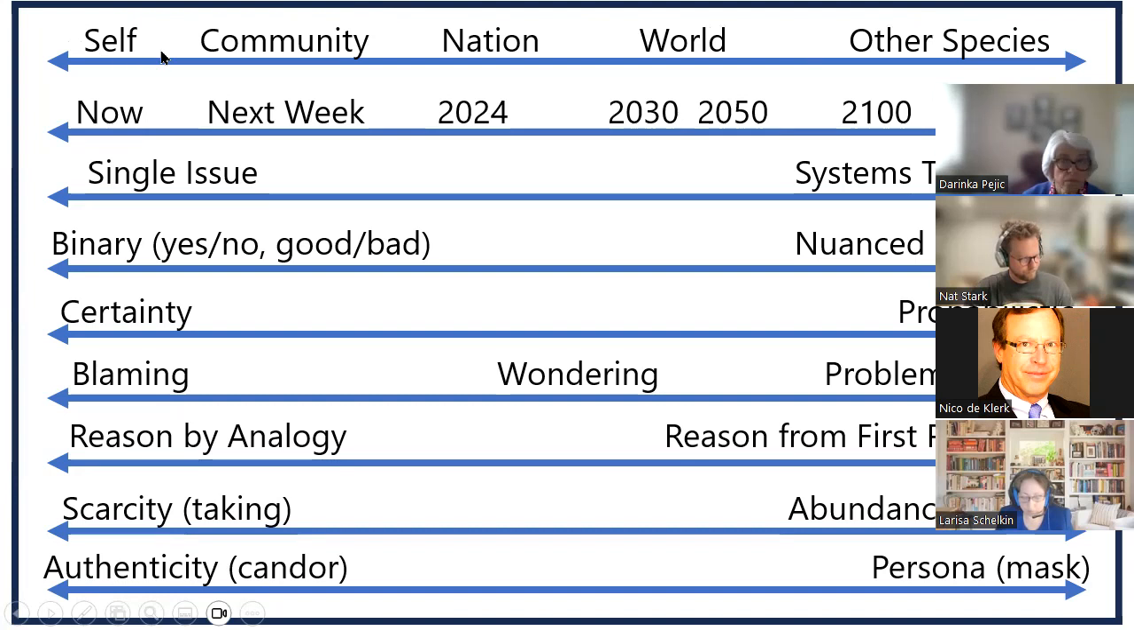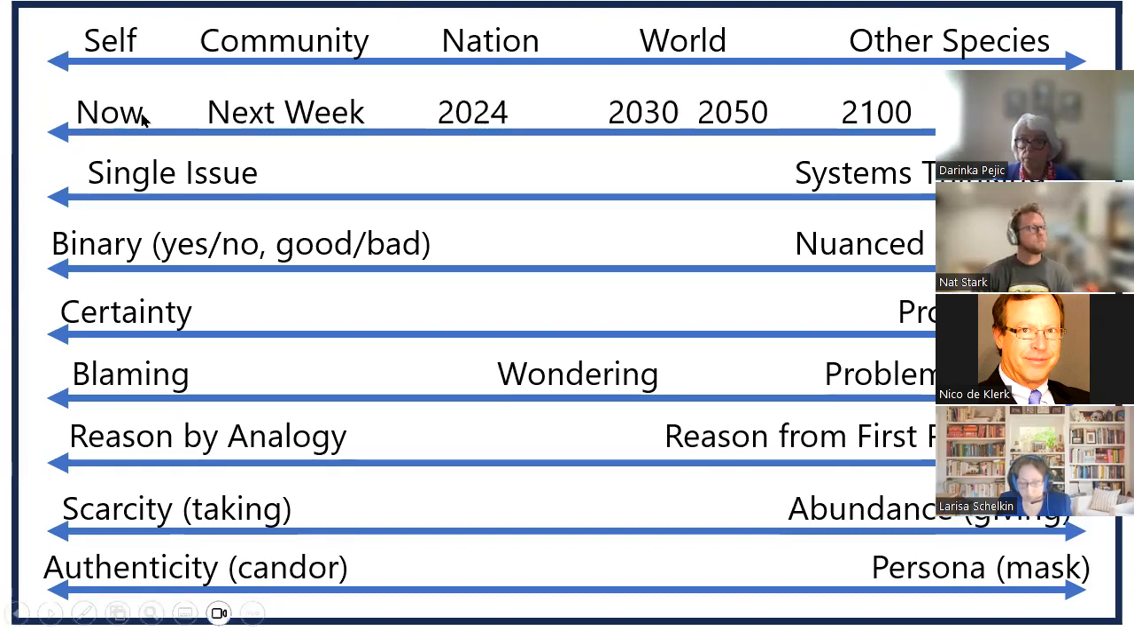What is your spatial span of attention? To some, it's just self. Next level is community, nation, world. Then finally, recognizing that we're in a biosphere with other species. That's the spatial dimension. What's your time dimension? Now, next week, next year, next decades, between 100 or 10,000.